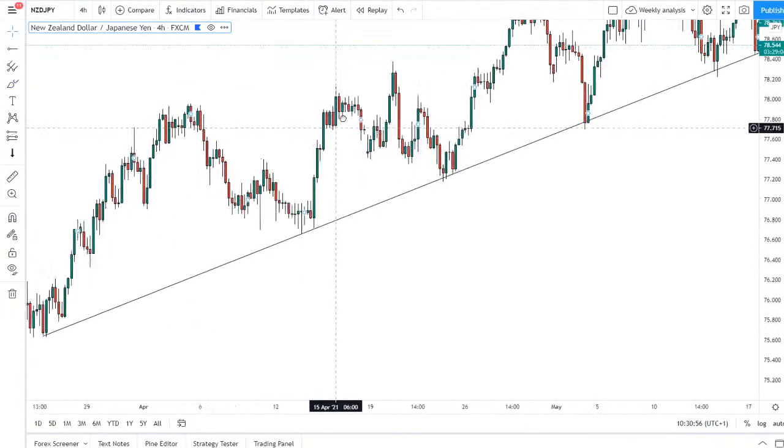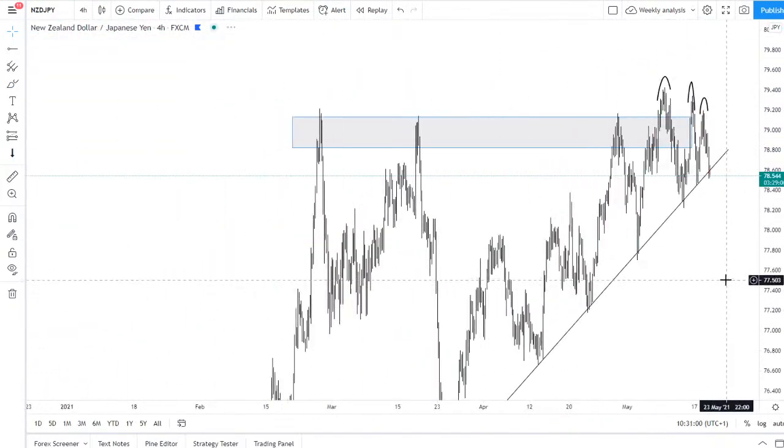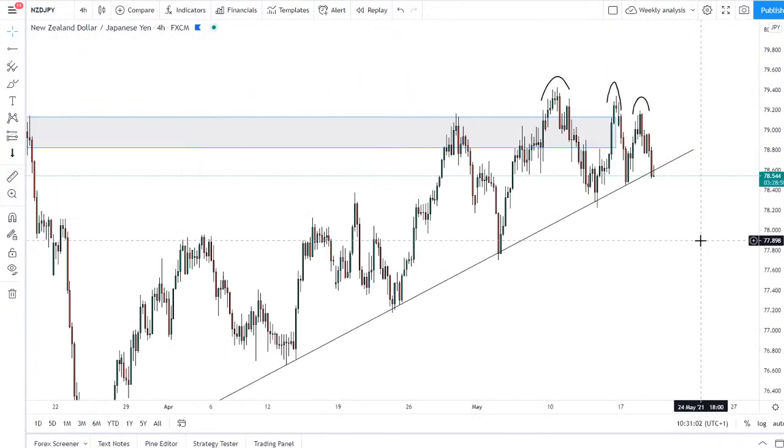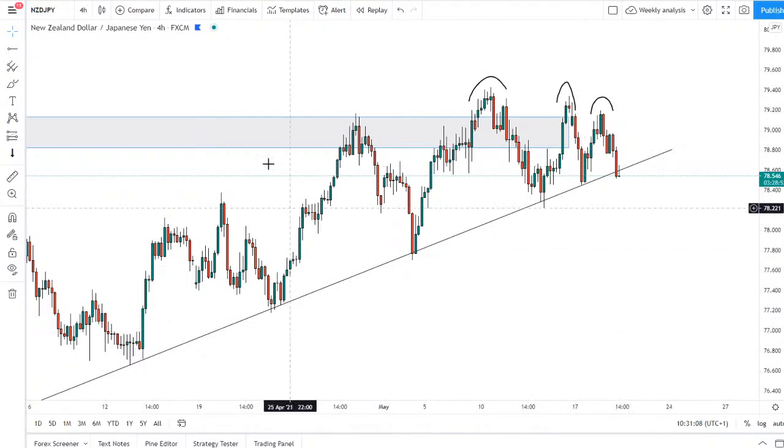Again, we've got this trend line keeping us in a bullish trend here, multiple tests of the same trend line. So I feel like that trend line is tiring as well and is likely to see a break, maybe not a reversal, but see a break anyway of that trend line and maybe a bigger push to the downside.